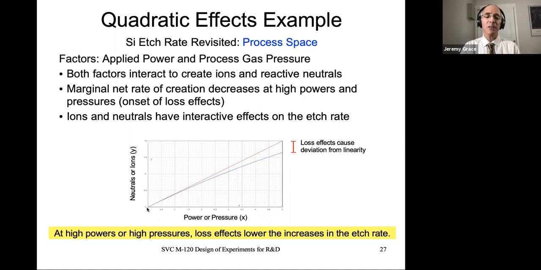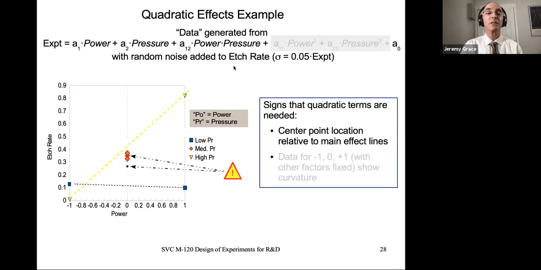And what typically happens is as power or pressure increases, at some point you get a deviation from linear behavior because of loss effects. At the high powers and high pressures, there are losses that come in that rob you of some of the stuff you were trying to create in excess. And so you get a leveling off, if you will. So that loss in linearity means that your model is probably going to need some quadratic terms. So now I've revisited this example.